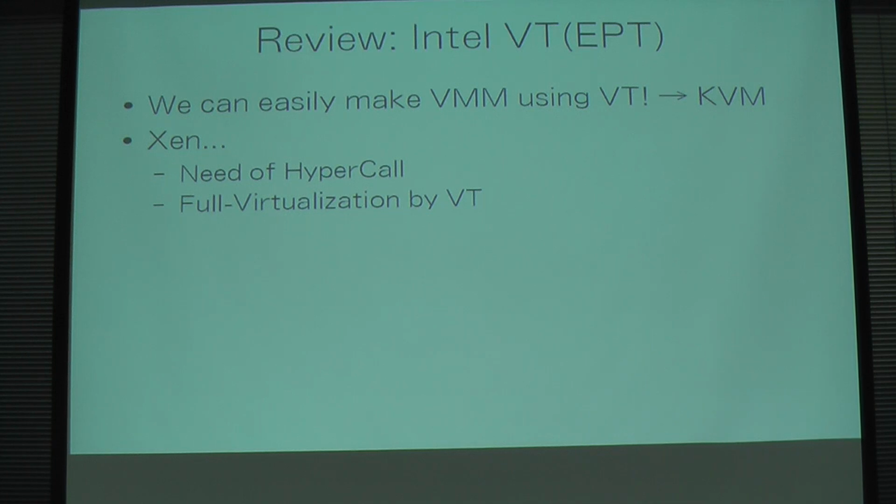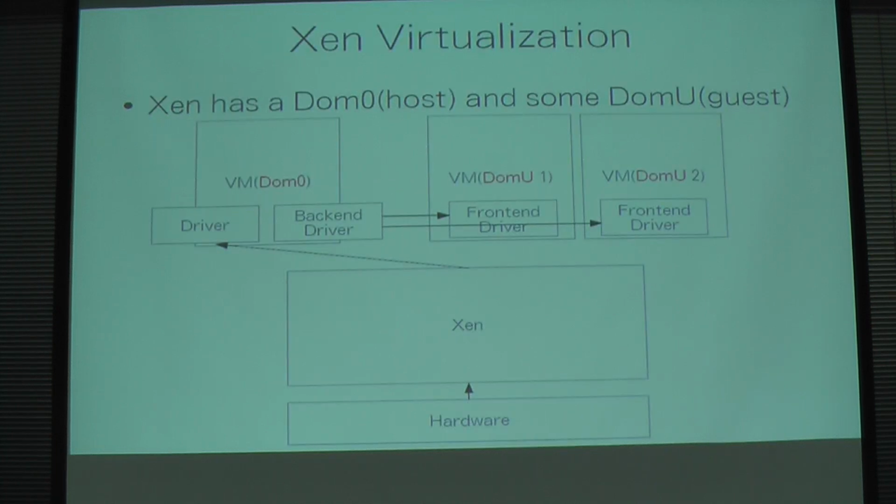But Xen was made before the integrity feature was published, so it needed hypercalls using paravirtualization. So KVM is more sophisticated, but Xen virtualization is useful for making secure VMs. So I'll talk about Xen, its architecture, and how Xen virtualization works.